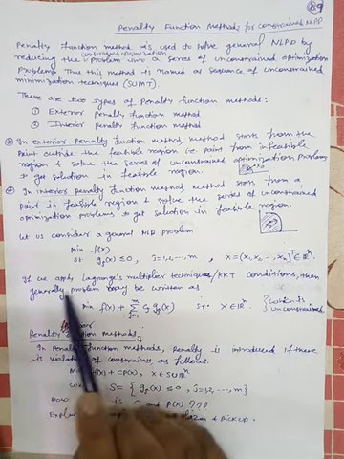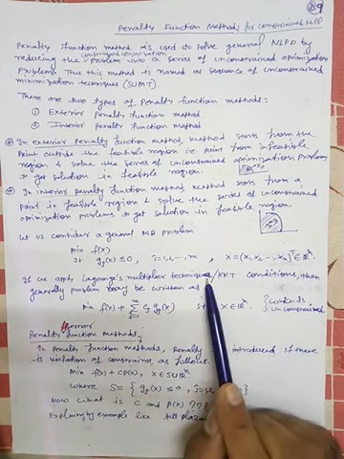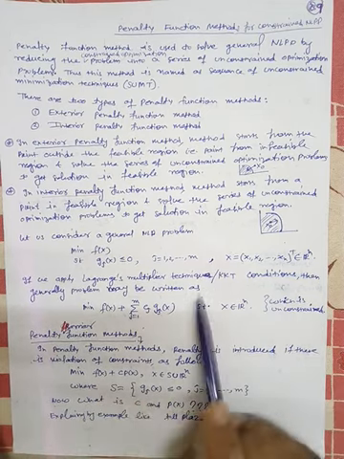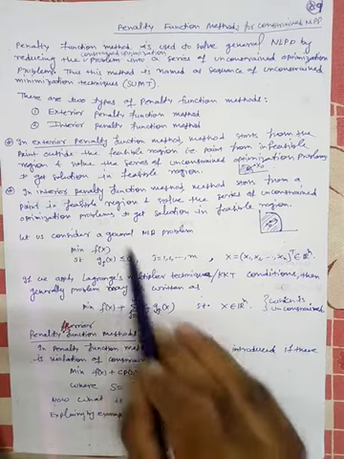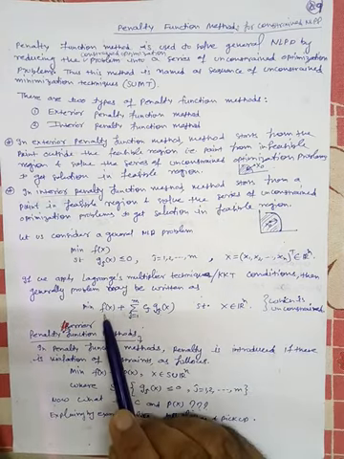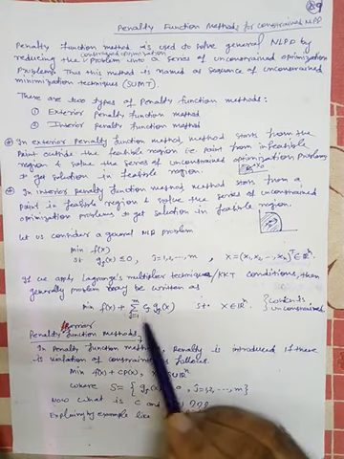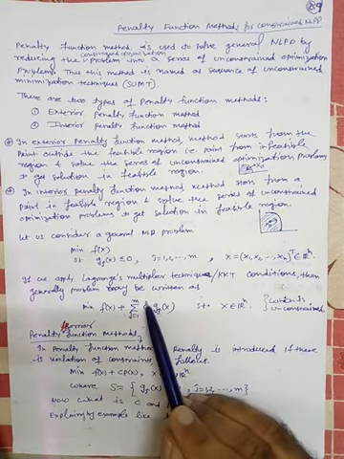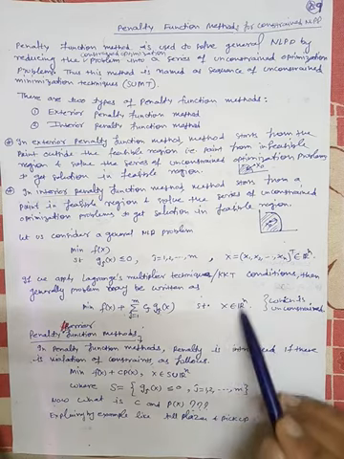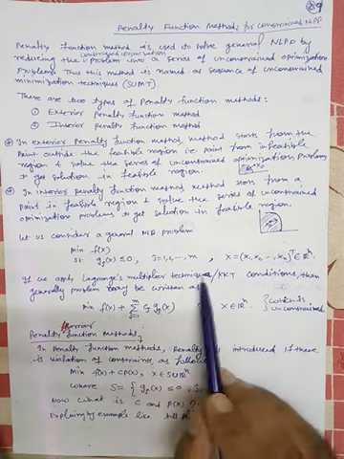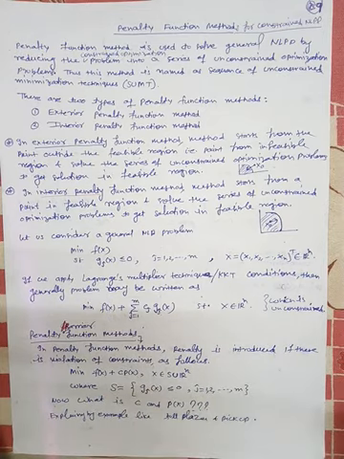If we apply Lagrange's multiplier technique or KKT conditions, then generally the problem may be written by combining these two in a single function, which is like this: f of x plus summation c_j g_j of x, where c_j are the Lagrange multipliers and j is from 1 to m, subject to x belonging to Rn, which is unconstrained optimization. This is the technique used in the Lagrange multiplier technique or KKT conditions.